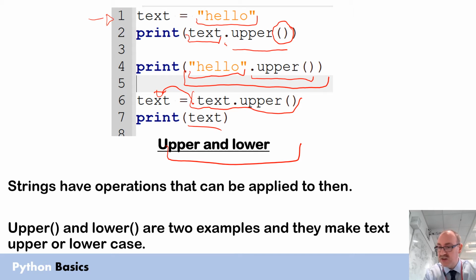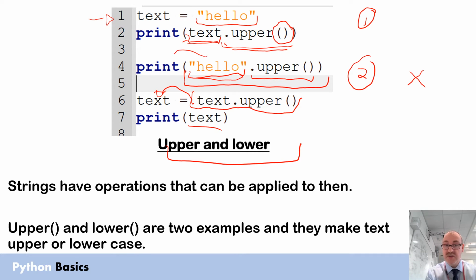That brings up one last point before we move on: both example 1 and example 2 here do not change the variable text at all. They don't change the underlying text. What's happened is it's used that text to produce a brand new string. It's creating a new string each time. Example 1 used the old string text, called upper on it, created a new string, and printed the new string out. This one takes the text hello, turns it uppercase, creates a new string, and prints that out.